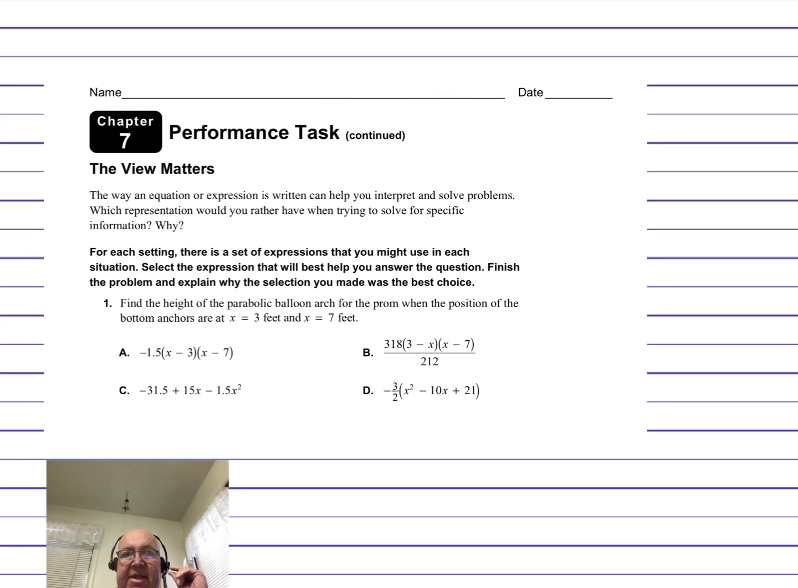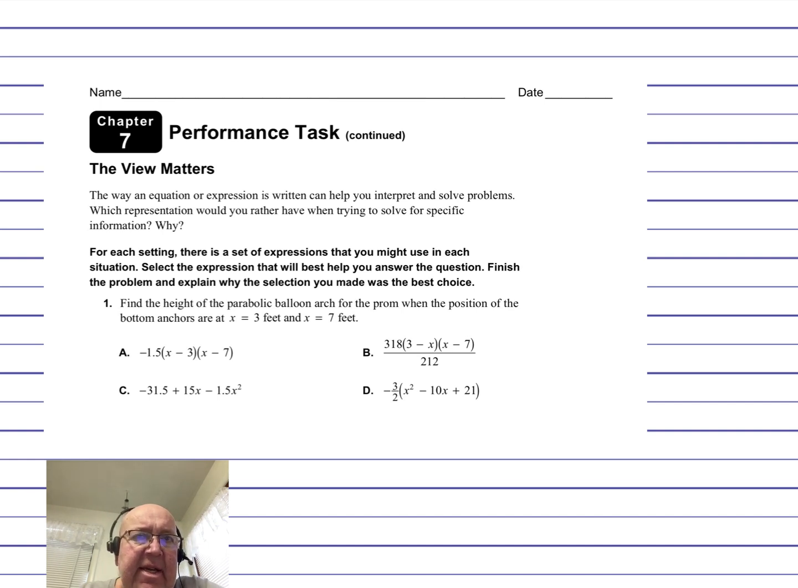Okay, this Chapter 7 performance task is a little bit of an open-ended thing. So, again, we're looking for reasoning, explanation, as well as accuracy. The instructions say the way an equation or expression is written can help you interpret and solve problems. Of the four choices, which representation would you rather have when trying to solve for specific information and why? Again, I'm looking for you to explain why.